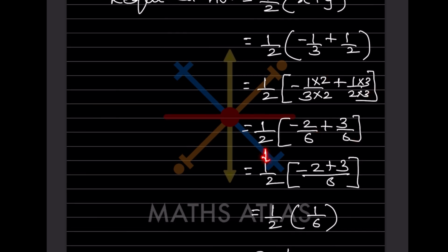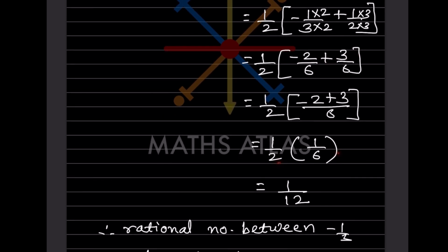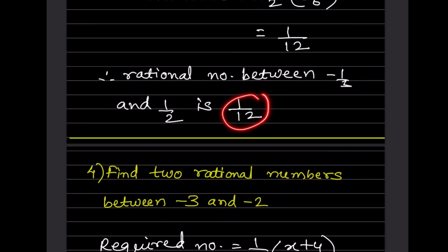And this will be 1 by 2. So minus 2 plus 3 by 6. So that is going to be 1 by 2 into 1 by 6. And this will be 1 by 12. So this is 1 by 12.